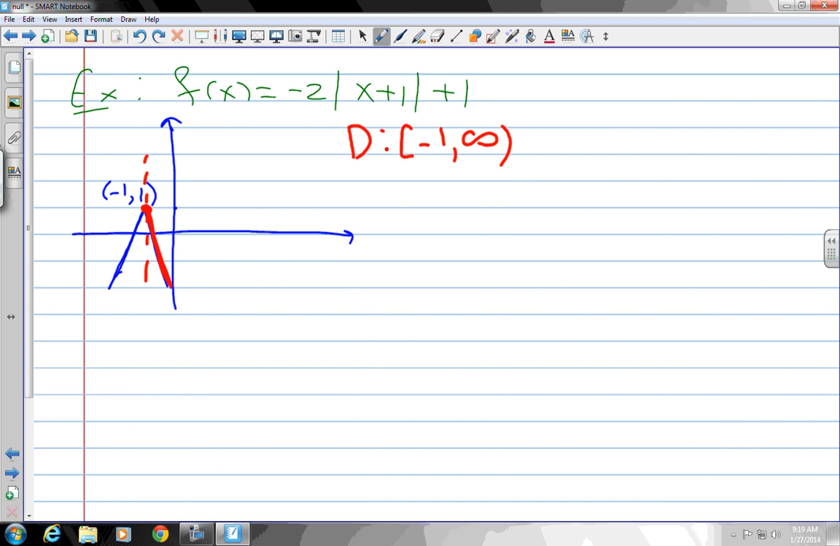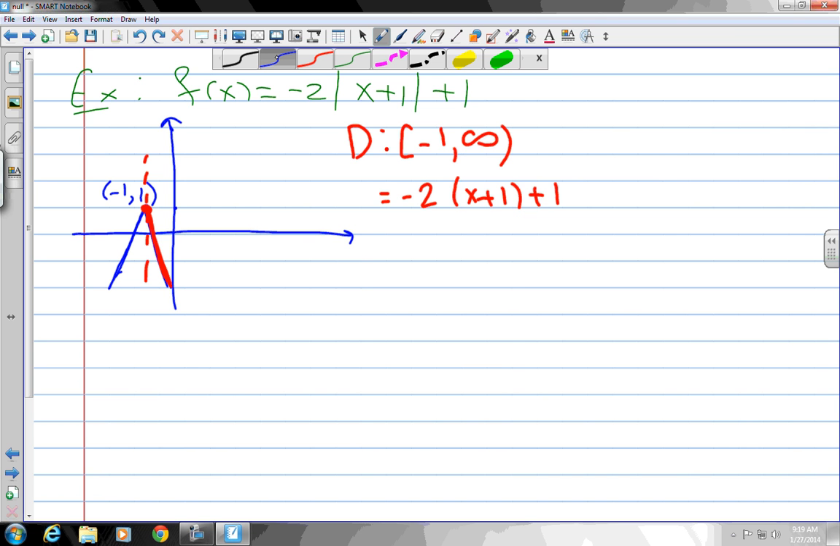I will get a 1 to 1 function. Actually, then you no longer need the absolute value, right? Because it guarantees to stay positive. So then the function will just be -2 times x plus 1 plus 1, and then you can just do your thing, okay? So we can do that. We can restrict domains to make our functions 1 to 1.